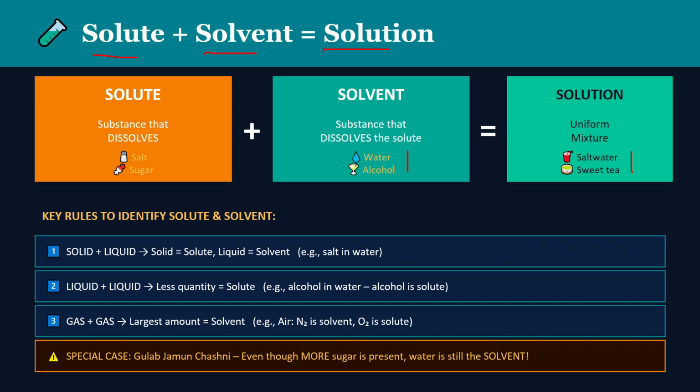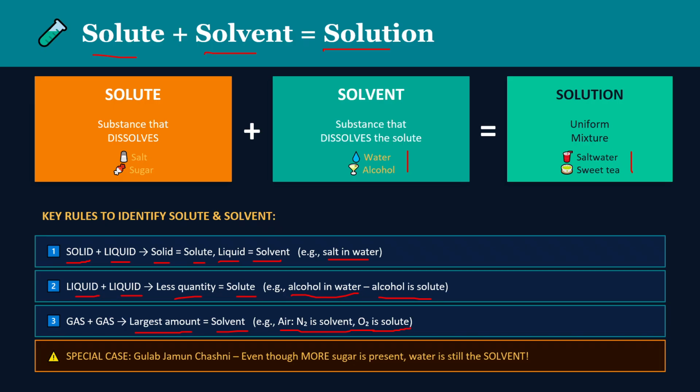Now, here are some helpful rules to identify solute and solvent. When a solid and a liquid are mixed, the solid is the solute and the liquid is the solvent. For example, salt in water. When two liquids are mixed, the liquid present in smaller quantity is usually the solute. For example, alcohol mixed in water. And when gases mix with gases, the gas present in the largest quantity becomes the solvent. In air, nitrogen is the solvent because it is present in the highest amount.